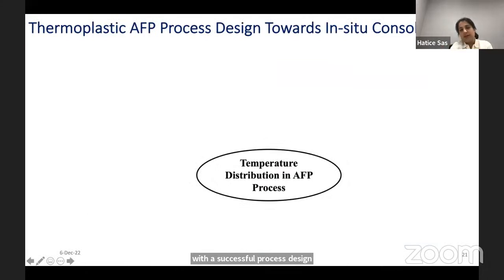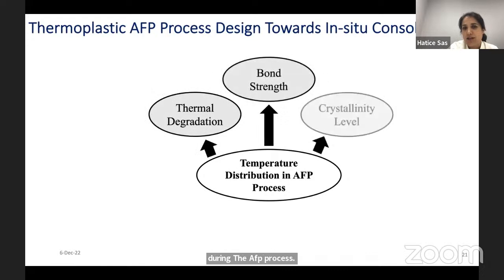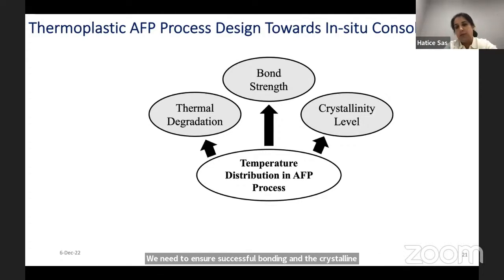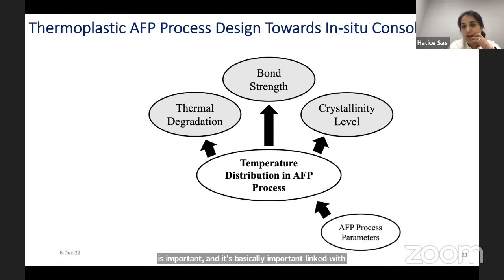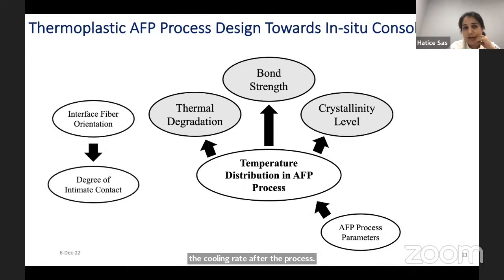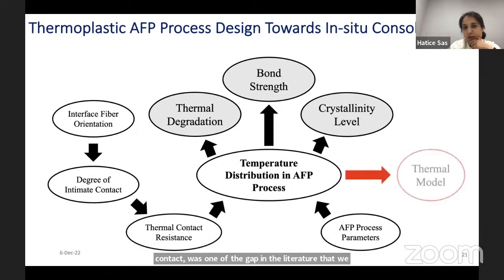Especially with this laser-assisted thermoplastic AFP process, by trying to achieve in-situ consolidation, the problem with Composite 4.0 is that we first need to understand the temperature distribution during the AFP process. The challenges, as I mentioned, include the risk of thermal degradation. We need to ensure successful bonding, and crystallinity is important and linked with the cooling rate after the process. So we need to tune the AFP process parameters, but how things change with the effect of fiber orientation, correlated with the degree of intimate contact, was one of the gaps in the literature that we identified. So in order to understand it, we developed a thermal model.